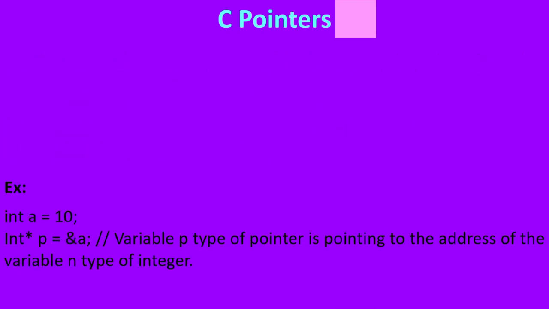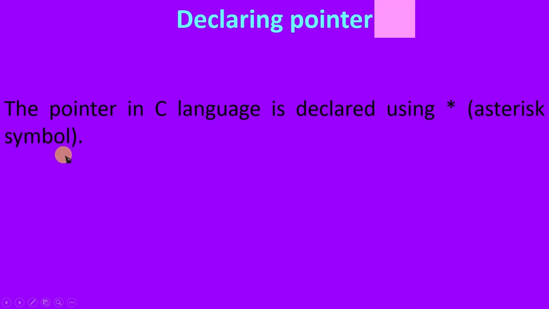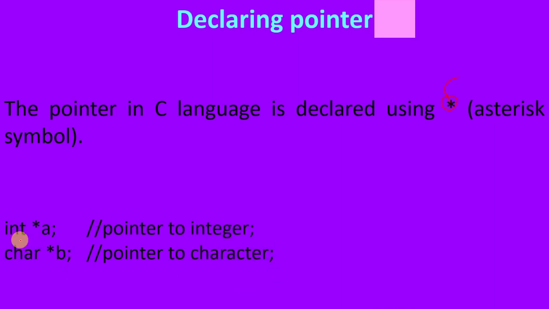So let me show declaring a pointer. A pointer in C language is declared using the asterisk symbol. Here, as I told you, with the asterisk symbol, int is a pointer to integer. For integer we can use a pointer like that, and for character we can use it like that. So okay, let's write a program to understand it.